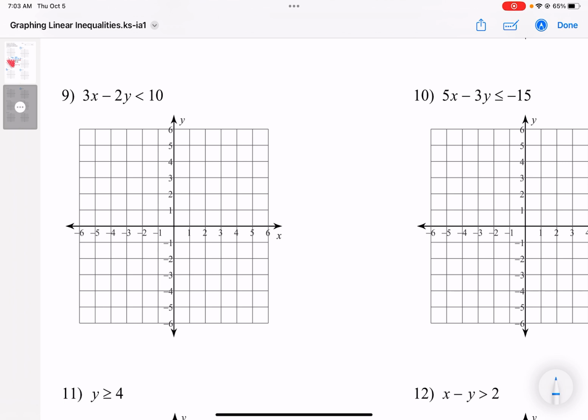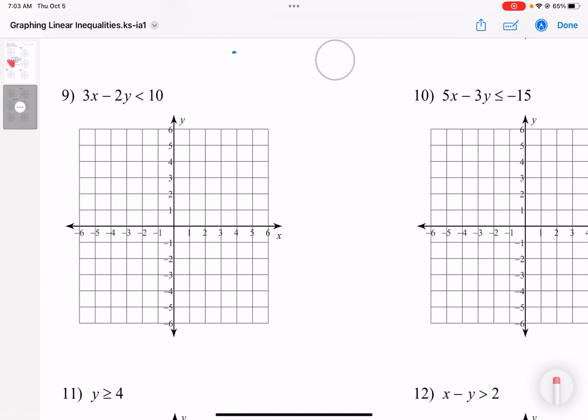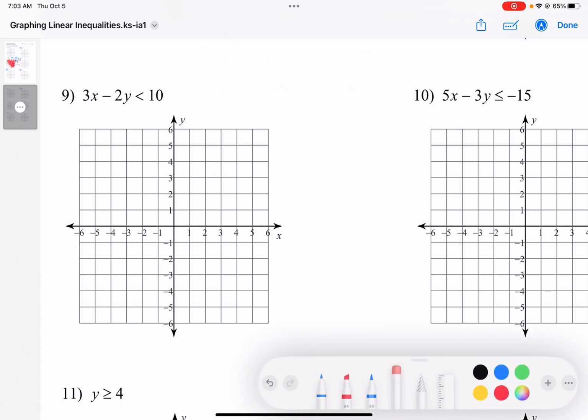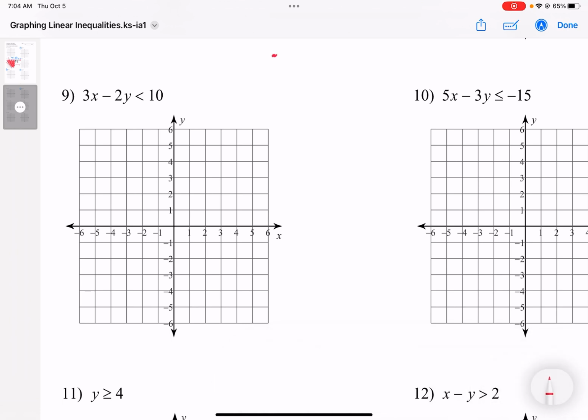So we have a linear inequality here, but it's not in slope-intercept form, right? We don't see anything that looks like this. Y is not isolated. Y is not solved for. And so before we can even graph this, we are going to want to convert it to slope-intercept form, or y equals mx plus b. So we're going to have to do that first, all right?